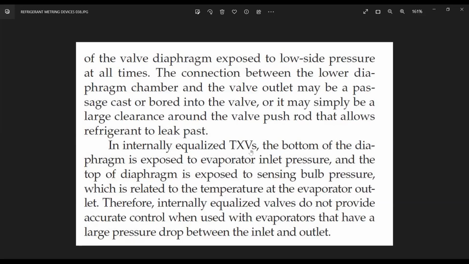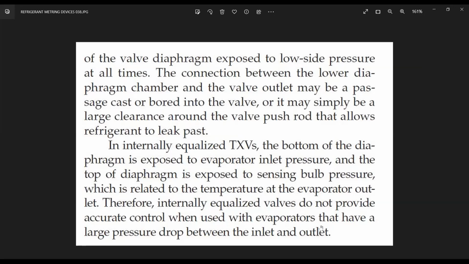Now, in internally equalized TXVs, the bottom of the diaphragm is exposed to the evaporator inlet pressure, and the top of the diaphragm is exposed to the sensing bulb pressure, which is related to the temperature in the evaporator outlet. Therefore, internally equalized valves do not provide accurate control when used with evaporators that have a large pressure drop between inlet and outlet.